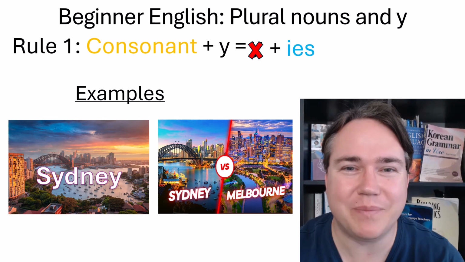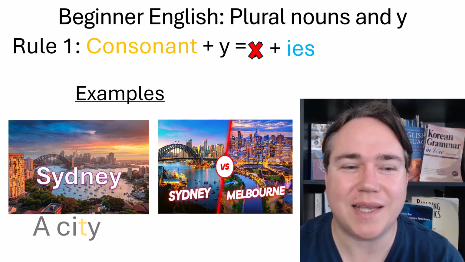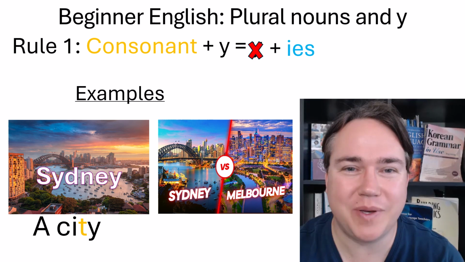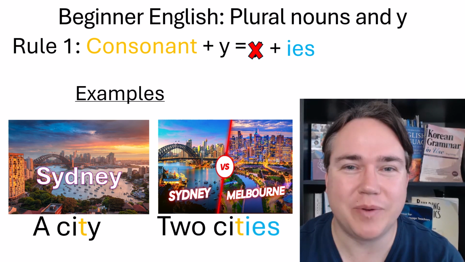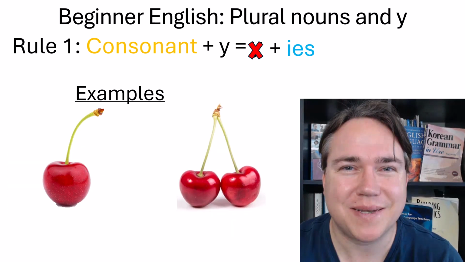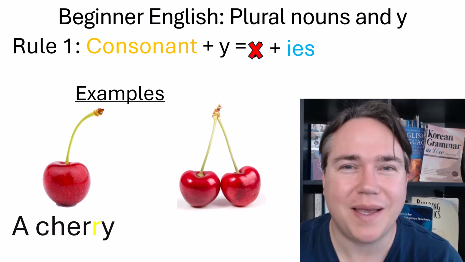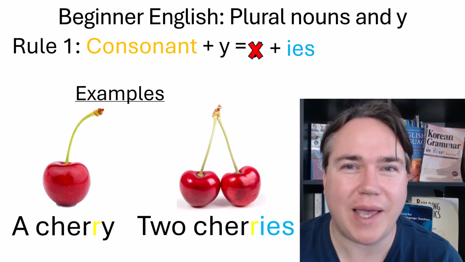Here's another example. Sydney is a city. T and Y are at the end of the word. So the plural is two cities. Remove the Y and add IES. Take a look at this example. A cherry. We have the consonant sound R and the last letter Y. So we remove Y, add IES, two cherries.